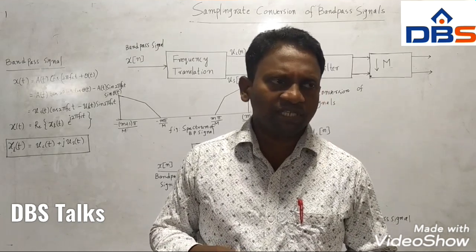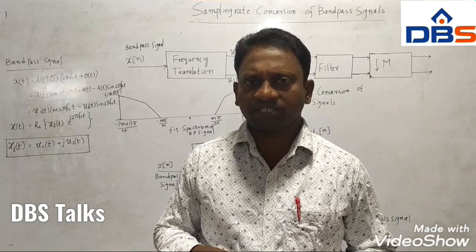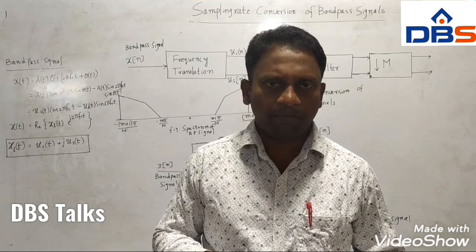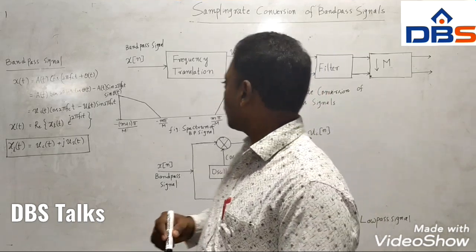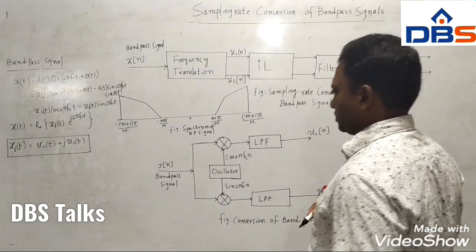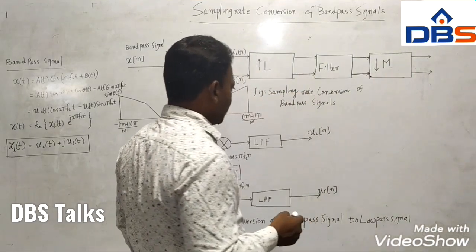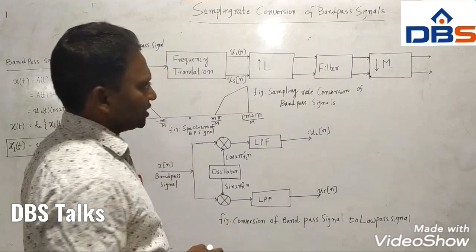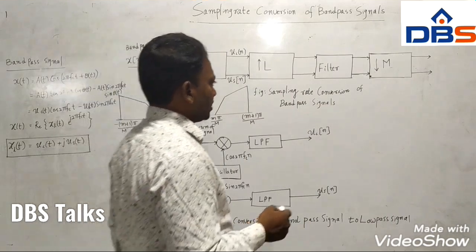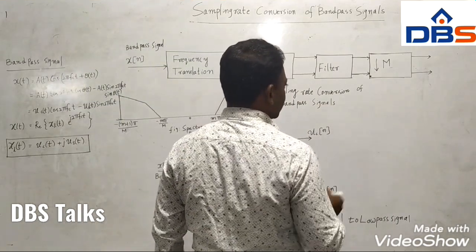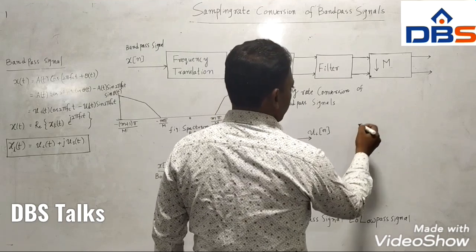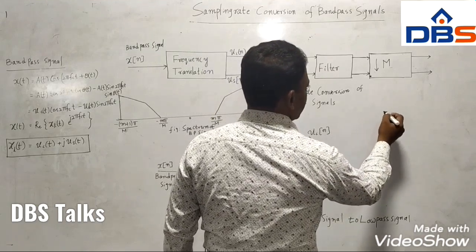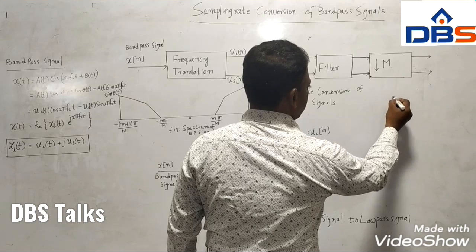Now we will see how to implement this sampling rate conversion of bandpass signals. First we understand the spectrum of a low pass signal. The spectrum of a low pass signal is like this. Drawing here, the spectrum of a low pass signal.